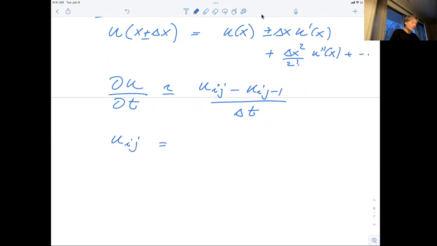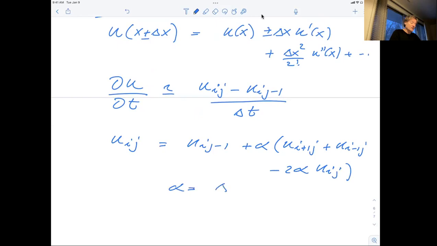And then we multiply with delta t again, as we did before. So we're going to have a plus an alpha, and then we will have u of i plus 1 of j plus u of i minus 1 of j minus 2 times alpha of u of i of j. Well, alpha is the same as before, which is actually delta t divided by delta x squared.